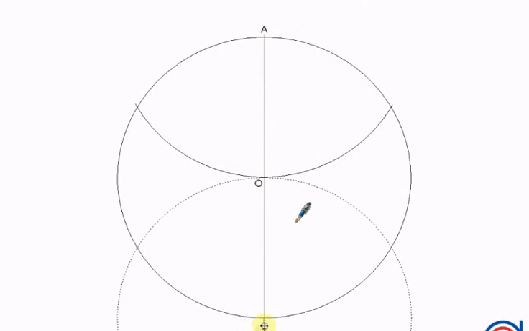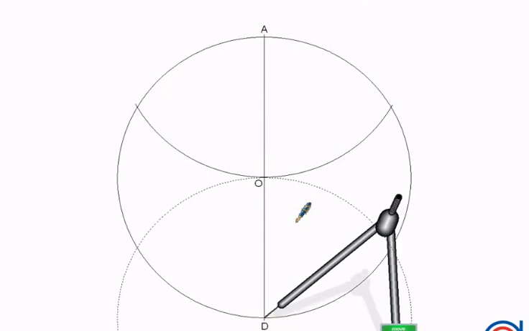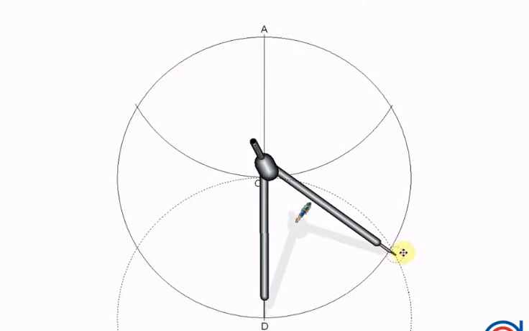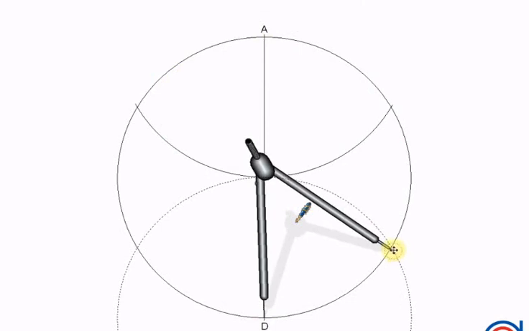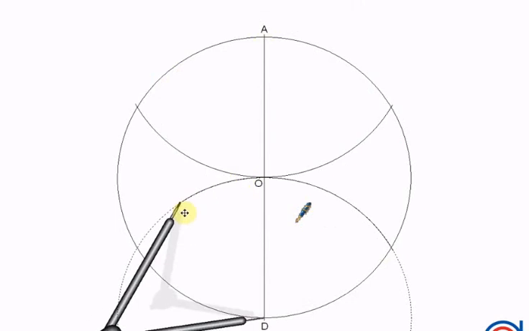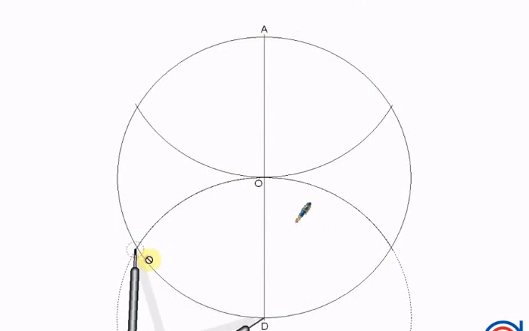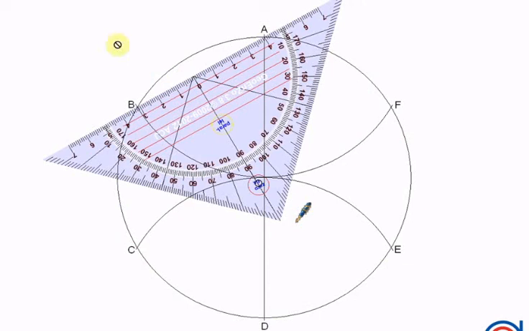Now with our compass centered on D, we repeat this process. And we cut the circle again at 2 points, as shown here. As can be seen, our 2 arcs pass through our center point O. So now we have the 6 vertices of our regular hexagon inscribed in a circle.